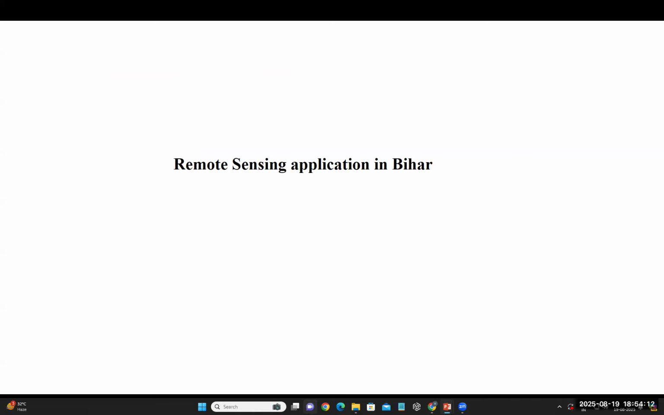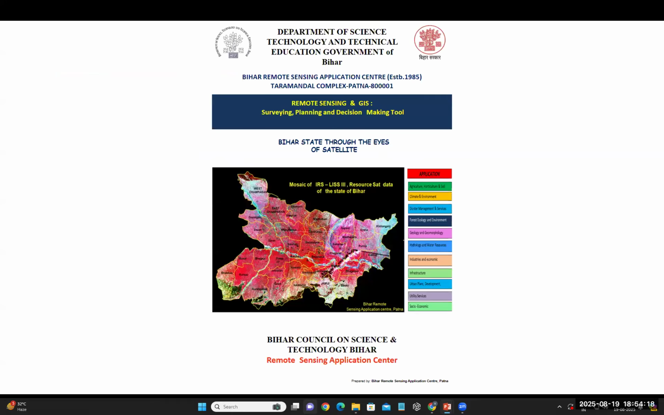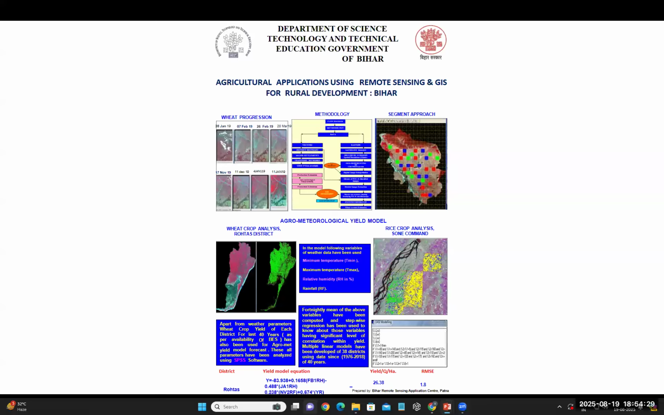Now this is the remote sensing application. What are the applications in Bihar, which Bihar has used? Now this is our logo, Department of Science and Technology. A remote sensing center has been established in 1985. These are the projects which are going on.